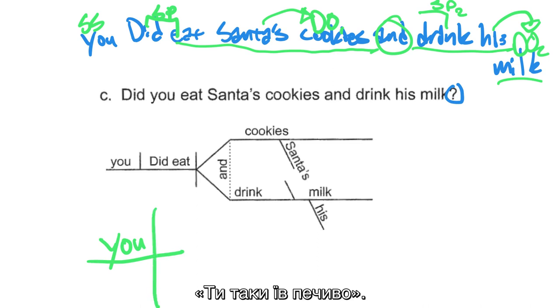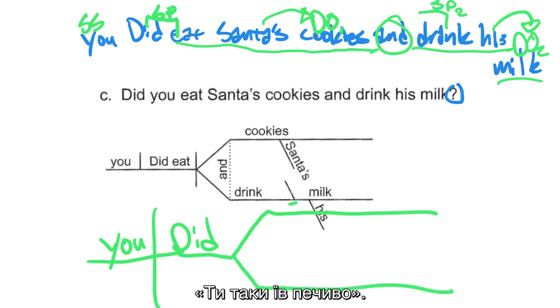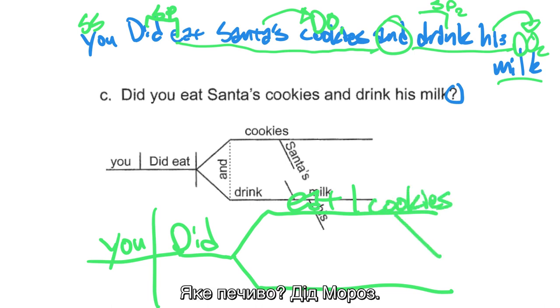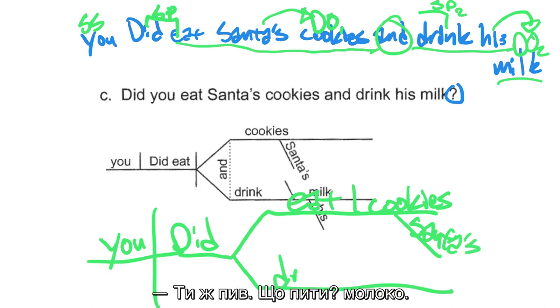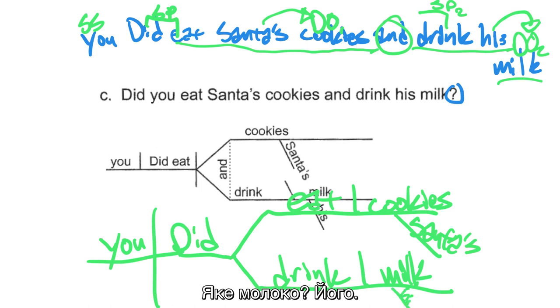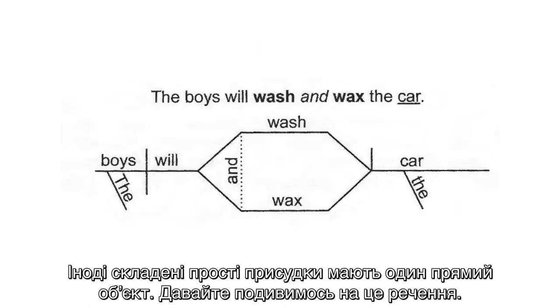You did eat cookies. Which cookies? Santa's. You did drink. Drink what? Milk. Which milk? His. And. Sometimes the compound simple predicates share one direct object.